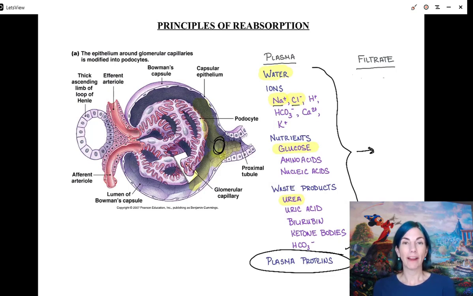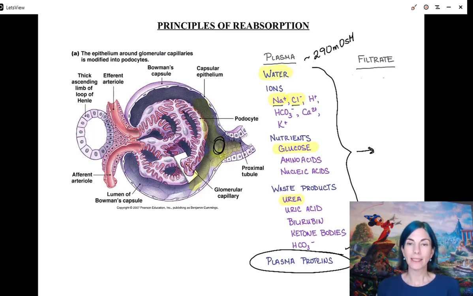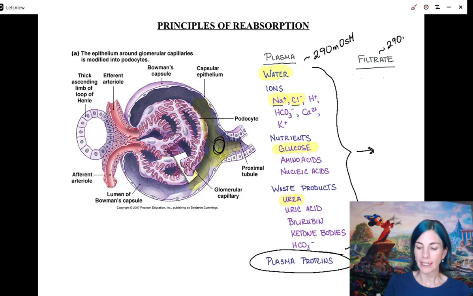The osmolarity of plasma is approximately 290 milliosmoles. And what that means is that if filtrate is almost identical to plasma, then filtrate at this point is also 290 milliosmoles.